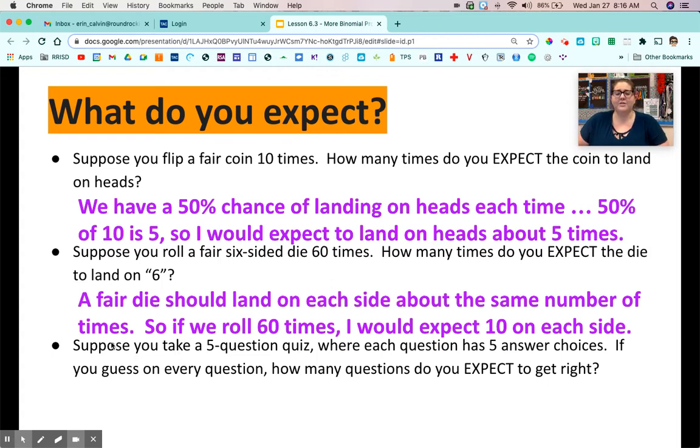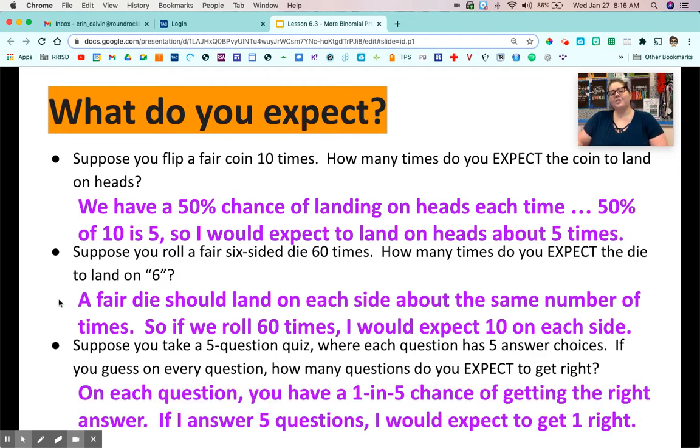And then lastly, suppose you take a 5-question quiz where each question has 5 answer choices. If you guess on every question, how many questions do you expect to get right? Now, this is a little trickier to think about, but for each question I have a 1 in 5 chance of getting the right answer because I have 5 answer choices. So if I answer 5 questions total, I would probably expect to get 1 right.